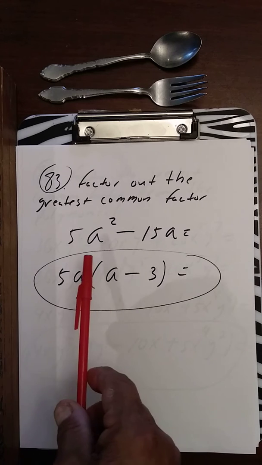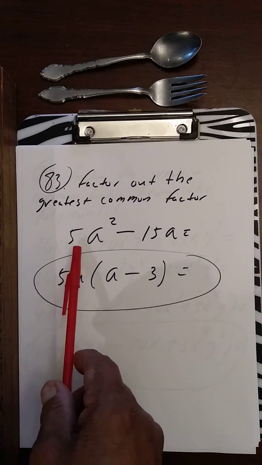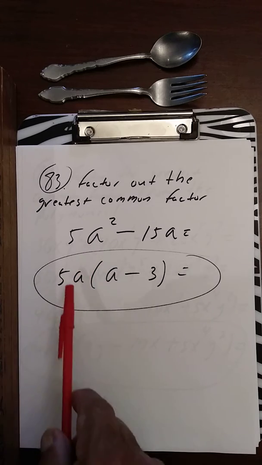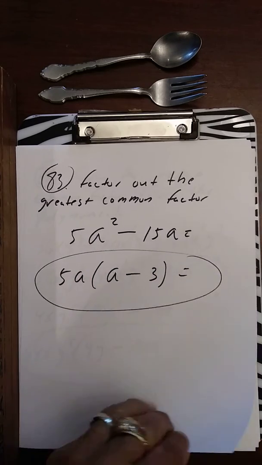Factor out the greatest common factor. So from this and this one, we have 5a squared minus 15a. Take the 5a out. 5a times that, 5a times that. We're done.